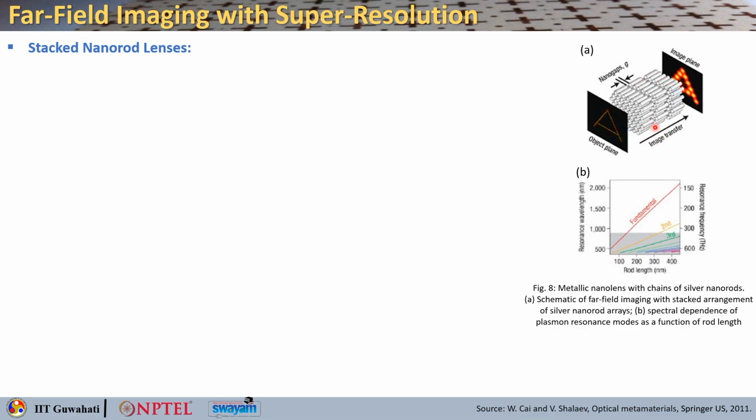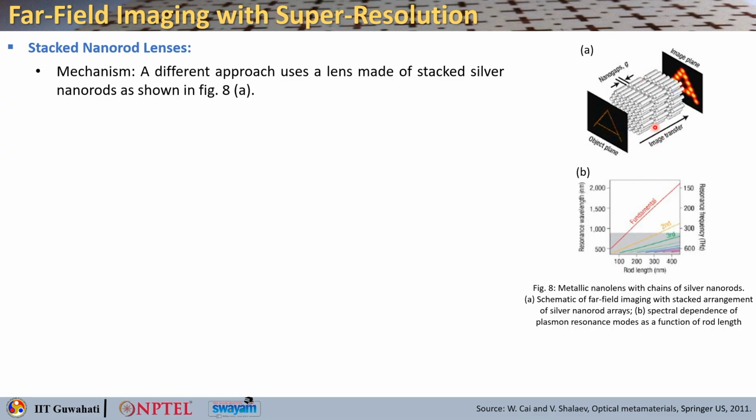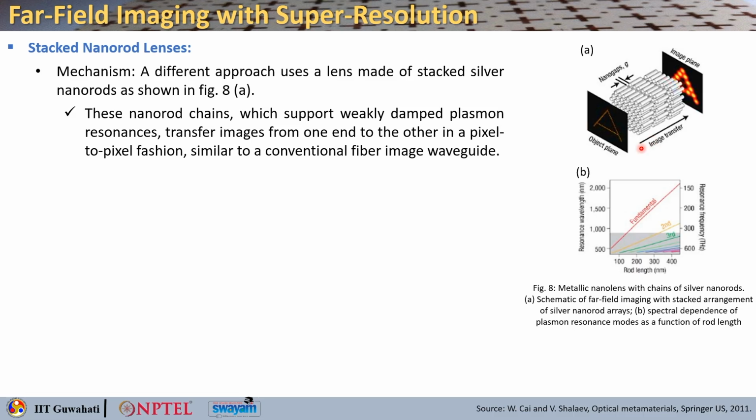Another application was shown using stacked nanorods. These are metallic nanolenses which are made with chains of silver nanorods. This is a different approach because here the lens is made of stacked silver nanorods, as you can see. These nanorod chains can support weakly damped plasmon resonances, and they can transfer images. So, this is the object plane, this is the image plane. They can transfer images from one end to another in a pixel-to-pixel fashion, similar to conventional fiber image waveguides, right.